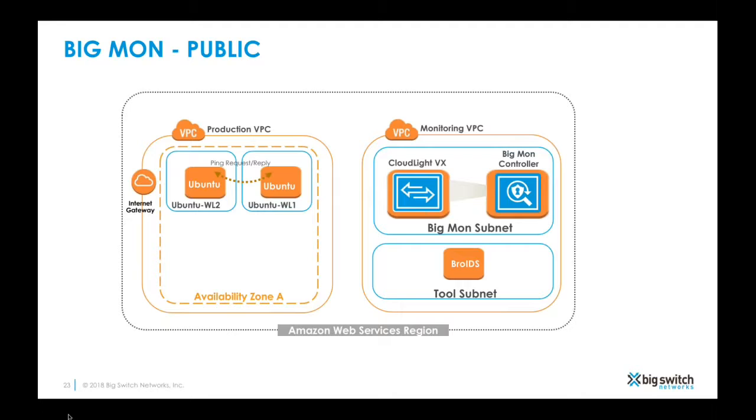Now, in order to get visibility into the customer workload, we need to create a policy. When a policy is created, a VPC peering connection is made between the monitoring VPC and a production VPC. Then the controller will check to see if a Cloud Light AX agent is installed on the workload that we want to monitor. If not, then the controller will automatically install the agent on the workload. Once the agent has been installed, the controller will then push the policy configuration to the Cloud Light VX virtual switch.